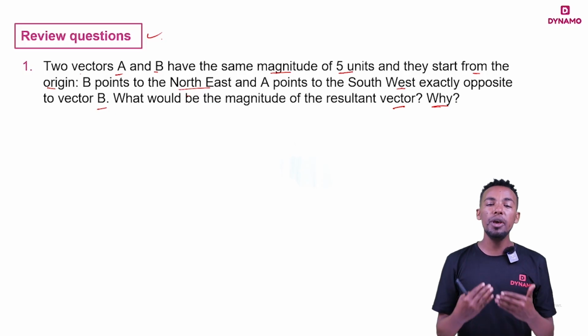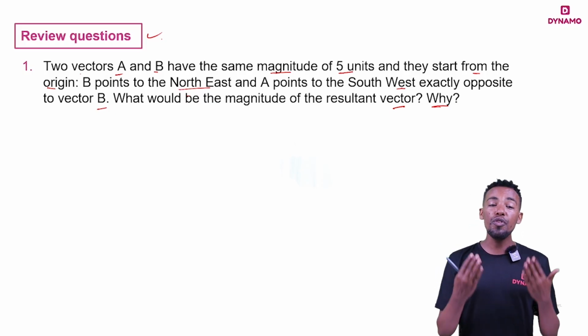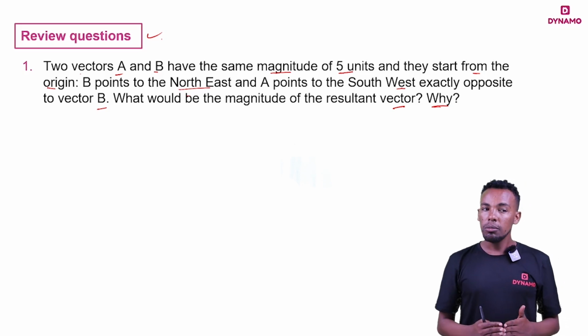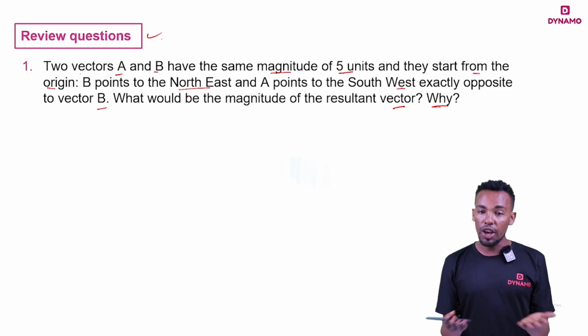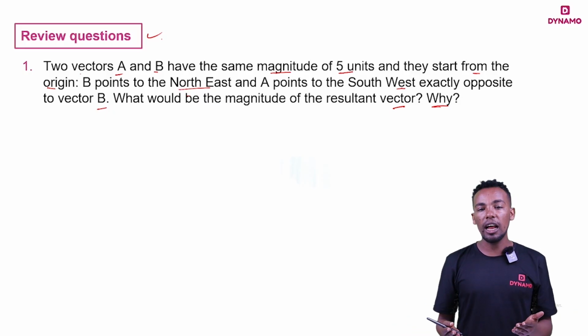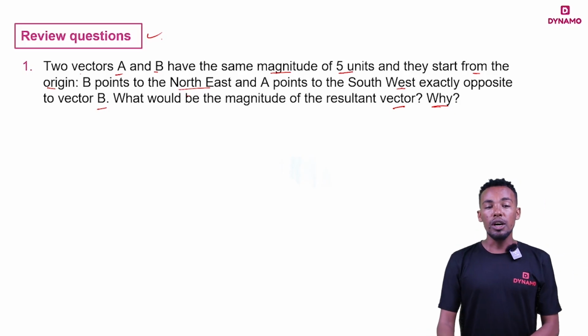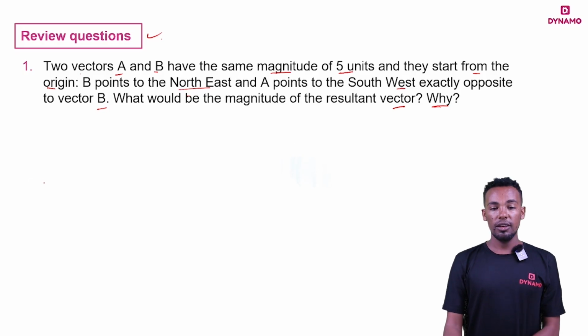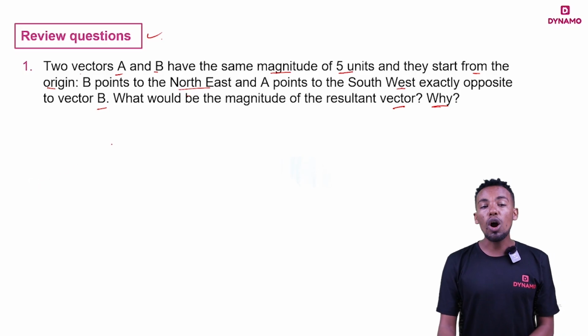So what will be the magnitude of the resultant vector? Each of the two vectors has the same magnitude but in opposite direction. Their resultant vector is what? 0. They are anti-parallel. So the resultant vector would be what? The resultant vector will be 0.